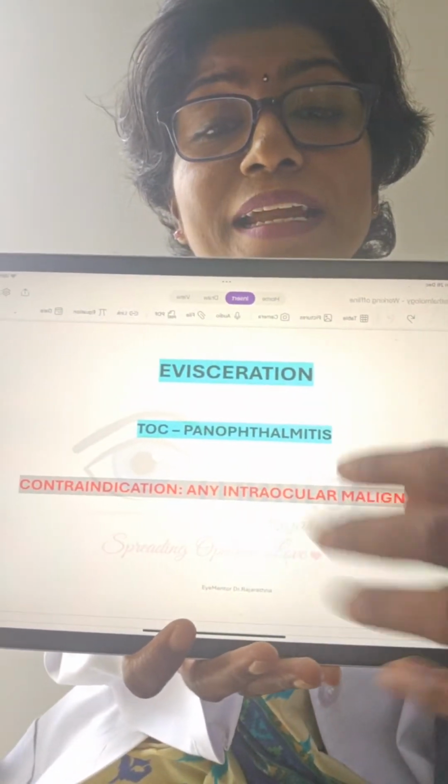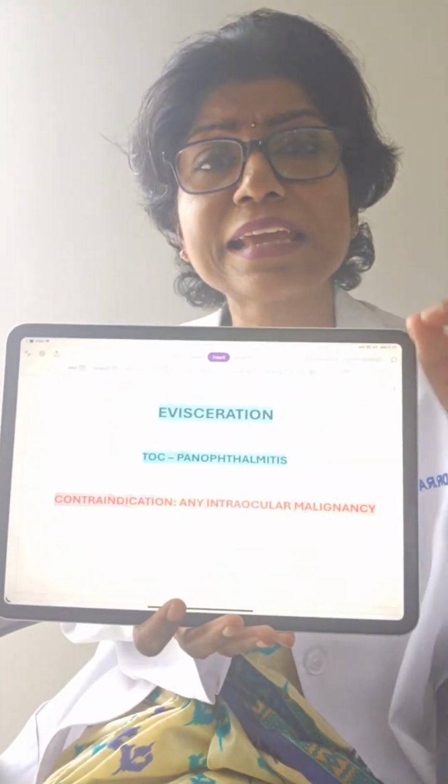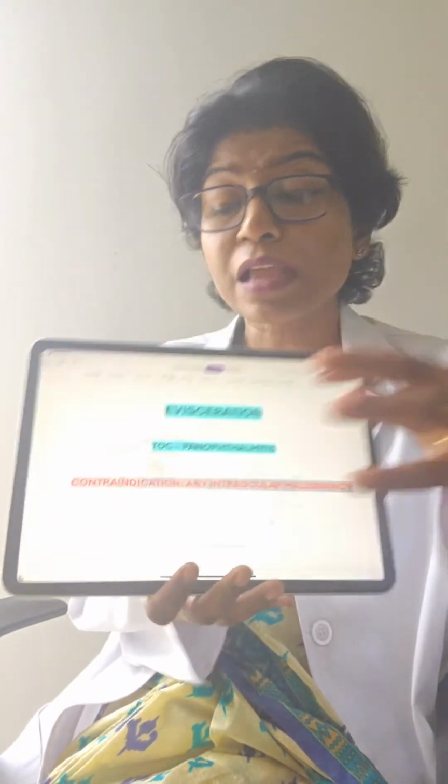Whereas it is contraindicated in any case of intraocular tumor. Basically it's intraocular malignancy. So when you have any malignant tumor inside the eye, you will not scoop it out. You will remove the entire eyeball. You will probably do enucleation.